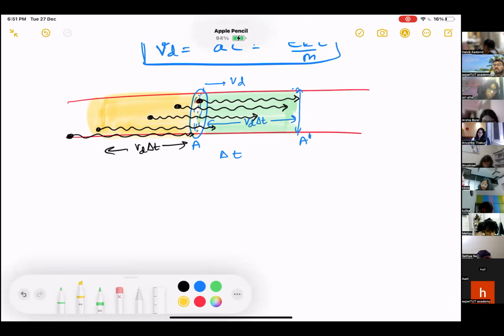So write, how many electrons pass through a point in time delta t? The answer is all the electrons contained in the length of Vd into delta t. Vd delta t, right? The number of electrons present per unit volume is equal to the number density of electrons.